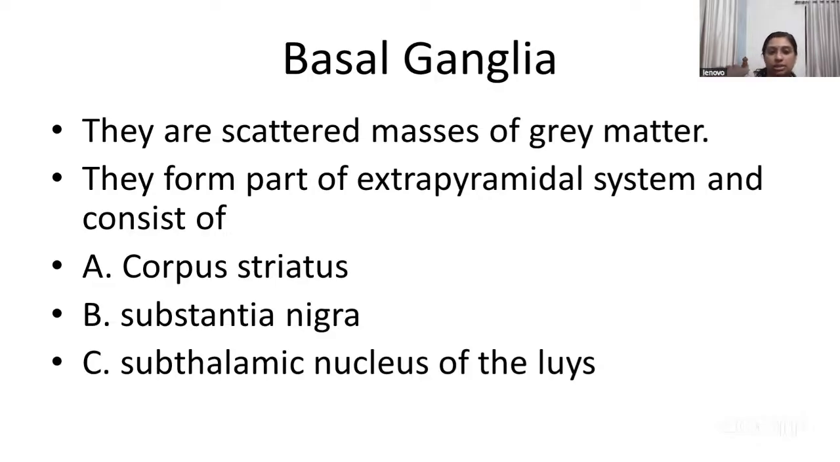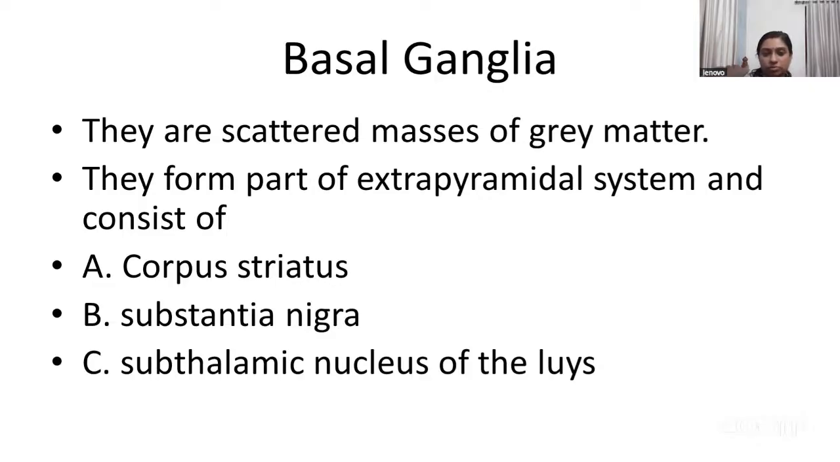And usually they form part of the extrapyramidal system and they consist of 3 parts. It can be asked like this: what are the parts of basal ganglia, or which of the following is not a part of basal ganglia? So you have to know what constitutes the basal ganglia. So what are the parts? First is the corpus striatum, substantia nigra, and subthalamic nucleus. These 3 are the parts of basal ganglia.